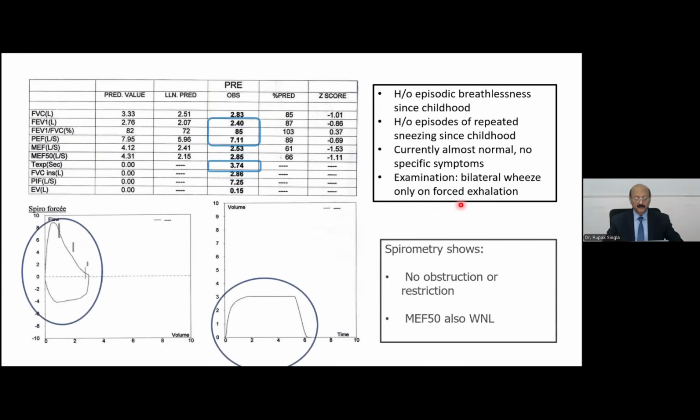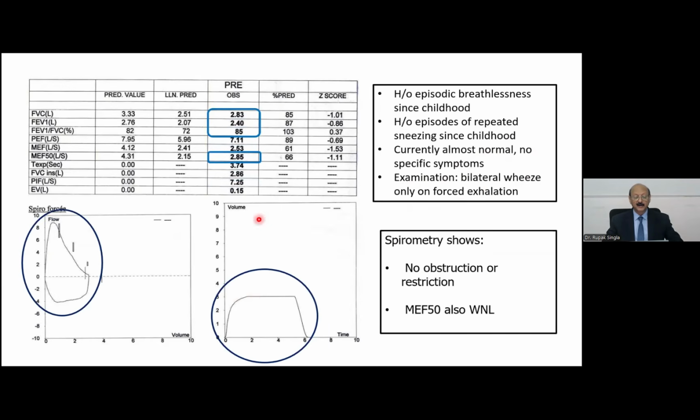So spirometry was done, the graphs were acceptable, and here what you find is FVC is normal, FEV1 is normal, the ratio is also normal, and MEF 50 is also normal. So that means no obstruction, no restriction, and MEF is also within normal limits.